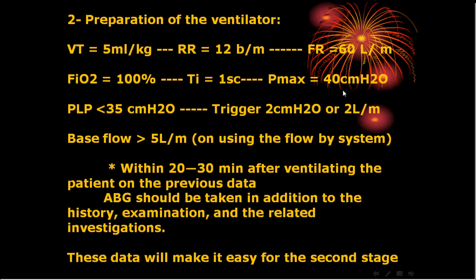Pmax should never exceed 40 centimeters of water. The plateau pressure you should keep an eye on if you are using volume controlled ventilation; the plateau pressure should not exceed 30 to 35 centimeters of water. The triggering is 3 to 5 centimeters of water. The basal flow, if it is allowable to put it, should be about 10, 15, 20 liters per minute. This is the data. I'm going to tell you how to set it, but this is the data you should fulfill.